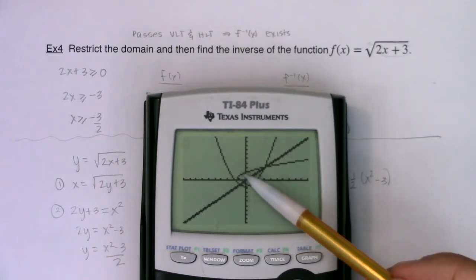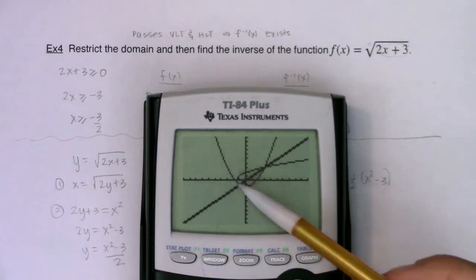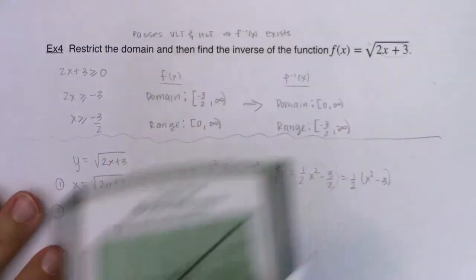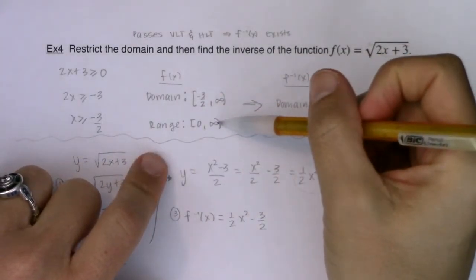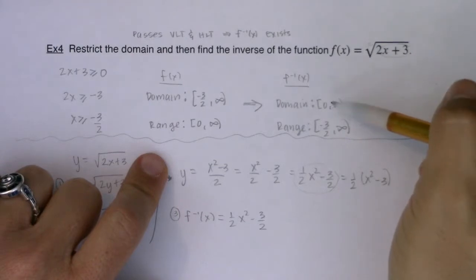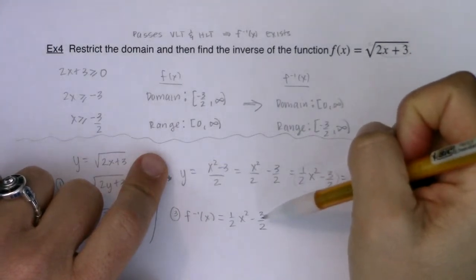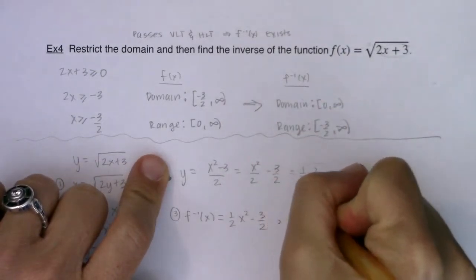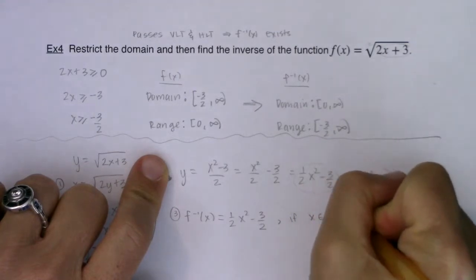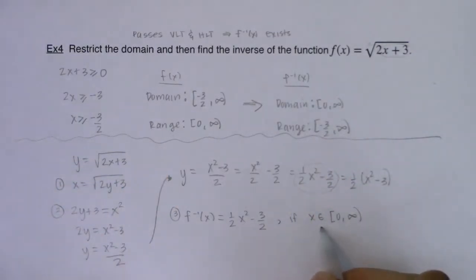I like the fact that this piece and this piece look like reflections of each other, but this thing over here is unnecessary. And that goes back to what I was originally saying, in that the range of your original function will become the domain of your inverse function. So my inverse function is this function as long as x is between 0 and infinity. And if you haven't seen this symbol before, this means element of. It's a way of restricting the domain. So I will take this parabola as long as we only have the right half, the right piece of it.